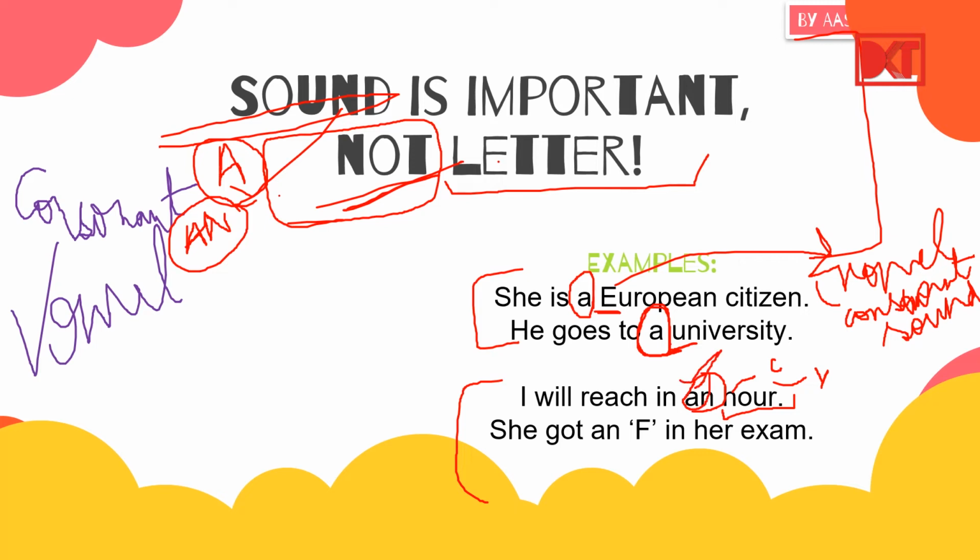Similarly, she got an F in her exam. An F है तो हमारा consonant, पर sound क्या है? F. A से start हो रहा है, and A is a vowel sound. So we will be using the article an. Alright? I hope you have understood कि हमें sound important है हमारे लिए, और letter नहीं. Letter तो vowel भी हो सकता है, consonant भी हो सकता है, पर उसकी sound उससे opposite भी हो सकती है. तो हमें sound पे ध्यान देना है. Okay?